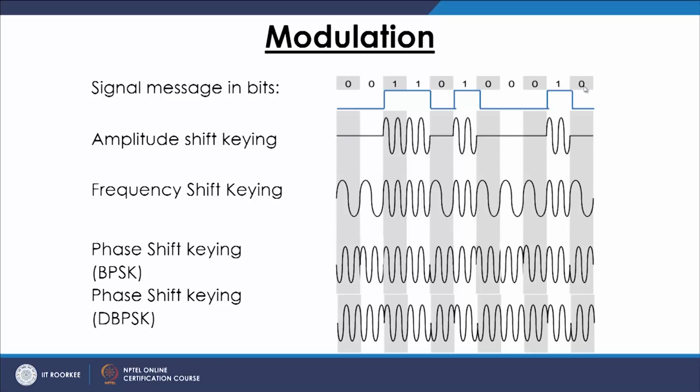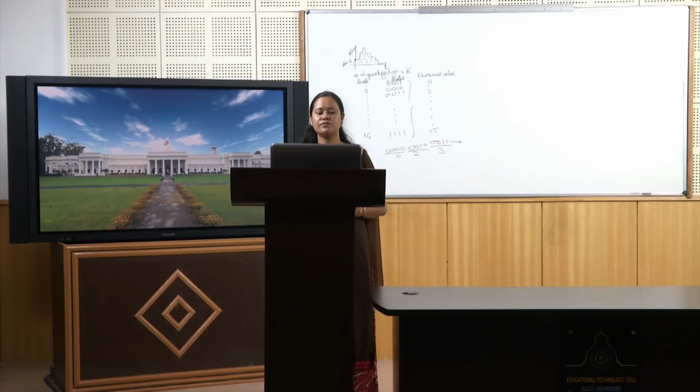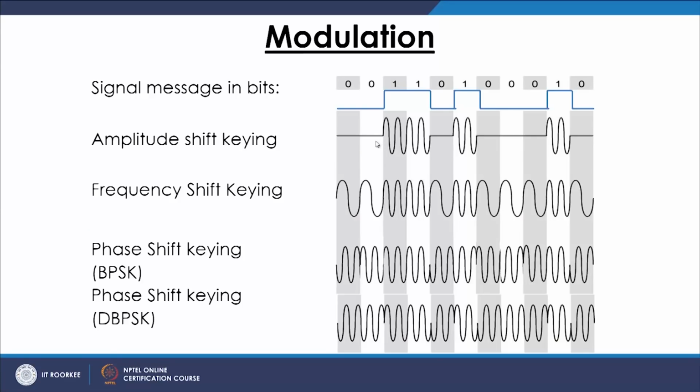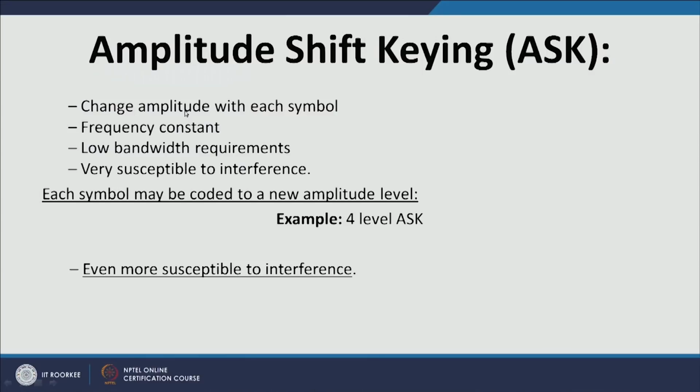Suppose our bit stream is 0, 0, 1, 1, 0, 1, 0, 0, 0, 1, 0. We are representing it in this format here, and suppose we want to apply amplitude shift keying. How do we apply this? Whenever our signal is given by a 1, we have our data there. Whenever our signal is given by a 0, we do not have any data there. So, it is easy to detect, it is a low cost system, it changes the amplitude with each symbol. It is changing only amplitude, so the frequency is constant. Because frequency is constant, bandwidth is fixed for that frequency and our bandwidth requirements are quite low.